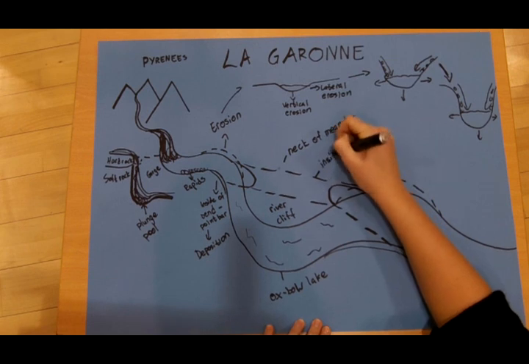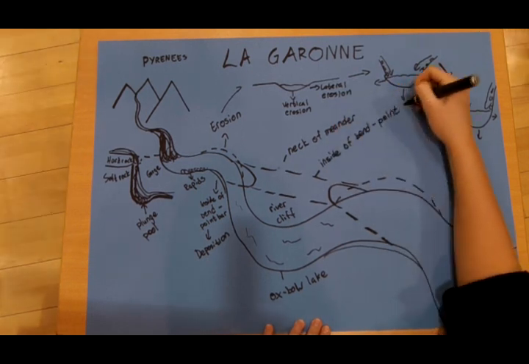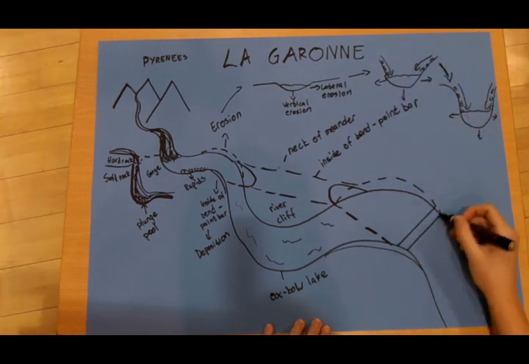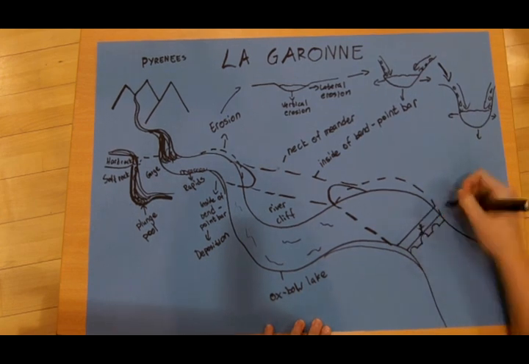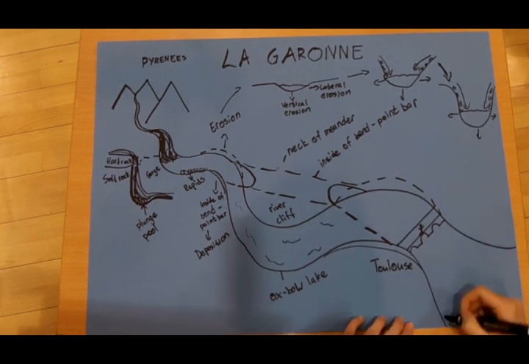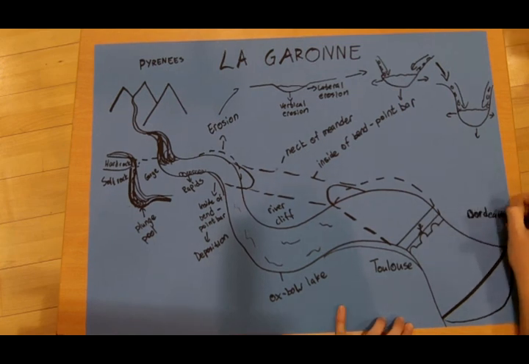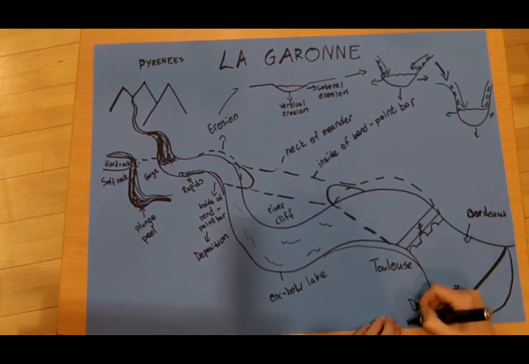As we finally approach the delta, you can clearly see that the river becomes wider and wider. One of the big cities where the Garonne flows through is Toulouse. As you may know, the mouth or the delta of the River Garonne is located in Bordeaux. The mouth of the Garonne finally flows into the Atlantic Ocean.